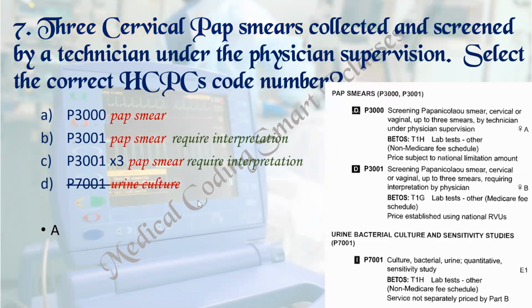So we are removing D first. And what is the difference between A, B, C? A is pap smear by technician under physician supervision, and Q0091... 3001 is requiring interpretation, but here they have not mentioned any interpretation, so we are removing options B and C. So your answer is option A.